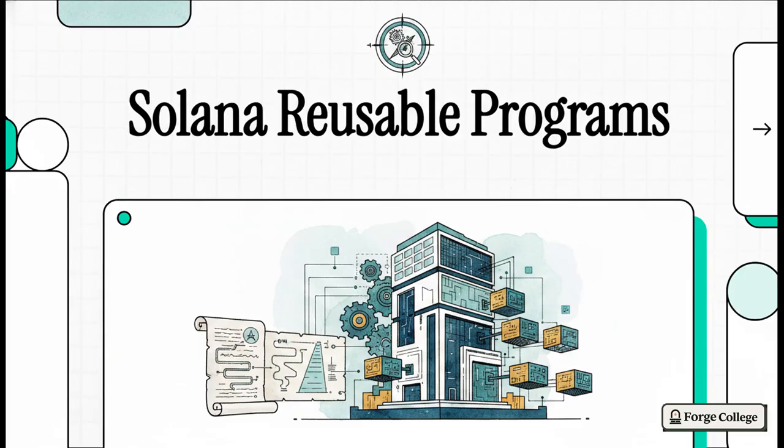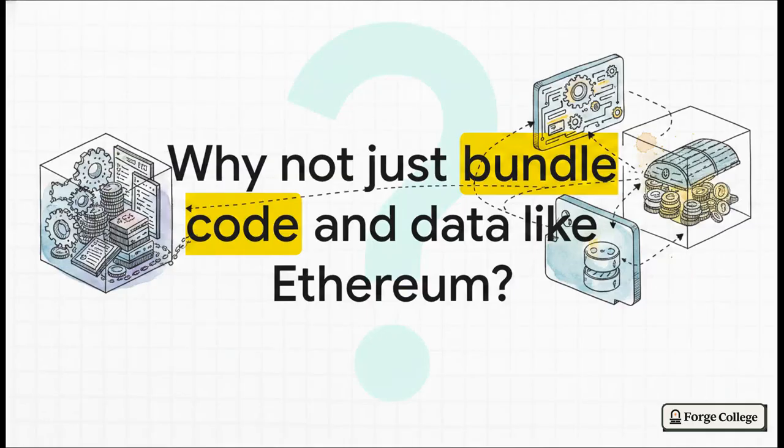Look, if you really want to build efficiently on Solana, you have to genuinely understand the philosophy behind its architecture. In our previous lesson, we spent a good chunk of time on transfer mechanics, comparing how different models behave. And naturally, that leads us right to the billion-dollar question that's probably floating around in your head right now. Why not just bundle code and data together like Ethereum does?